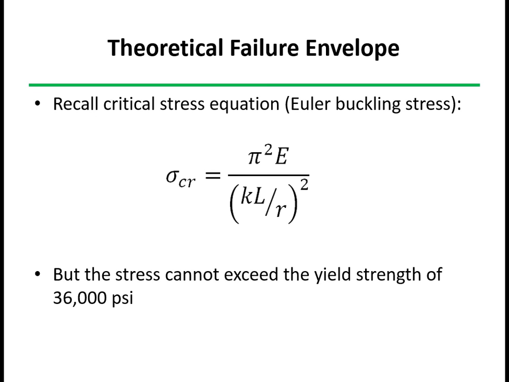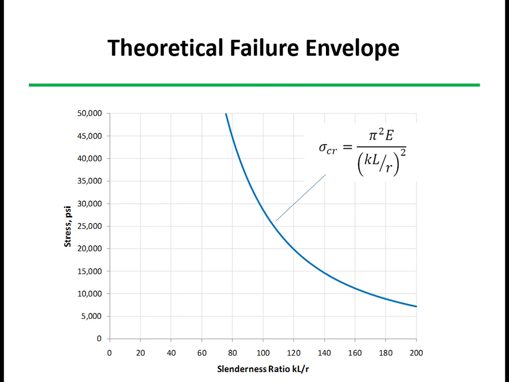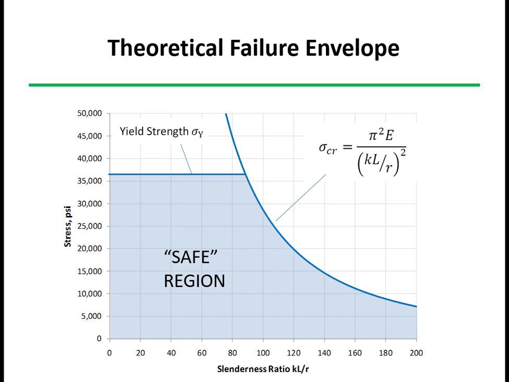So if we try to plot that, here's the theoretical buckling stress. And as you can see, for low slenderness ratios, that number goes way above our 36,000 yield strength. So we have to add this line that says, hey, we can't exceed that either. So in theory, everything below those two curves would be safe. However, this doesn't account for any imperfections of the part and doesn't have any factor of safety.